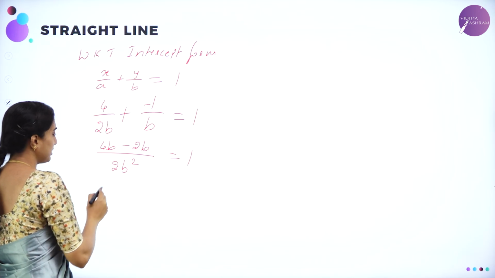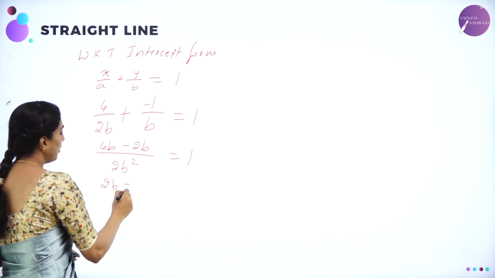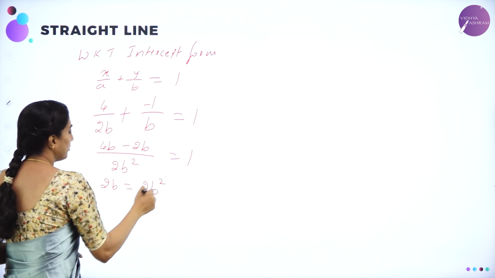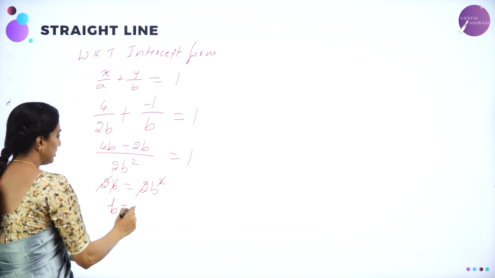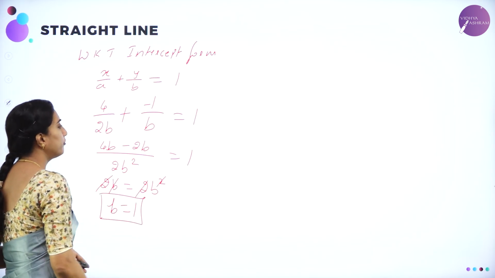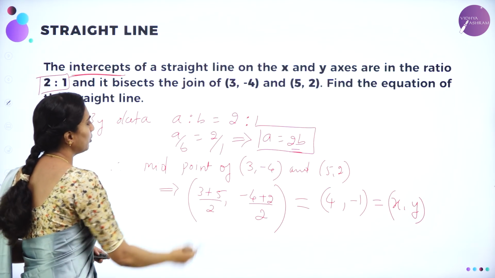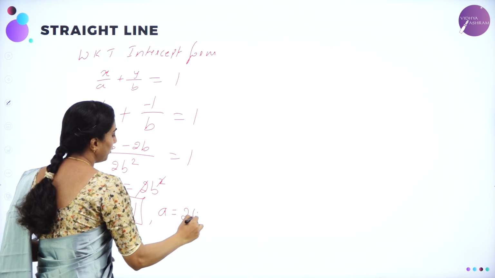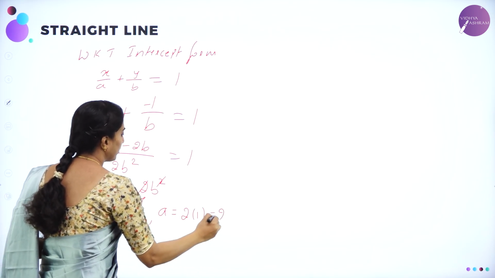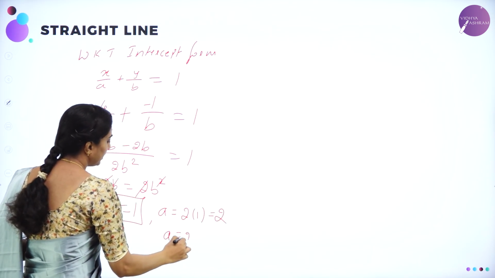4b minus 2b is nothing but 2b, which is equal to 2b squared. b and b will get cancelled, so 2 also gets cancelled. b will be equal to 1. Now if b is equal to 1, since we know that a is equal to 2b, a will be equal to 2 into 1, which is 2. So the a value you are having is 2.